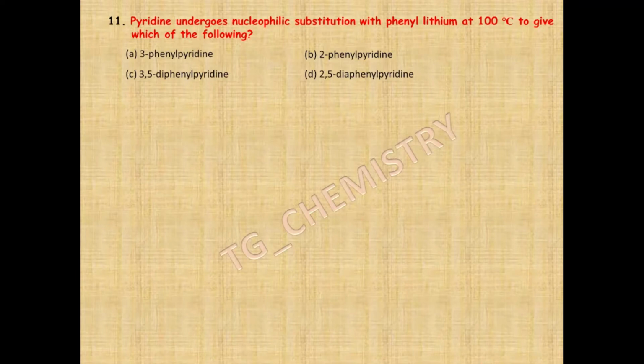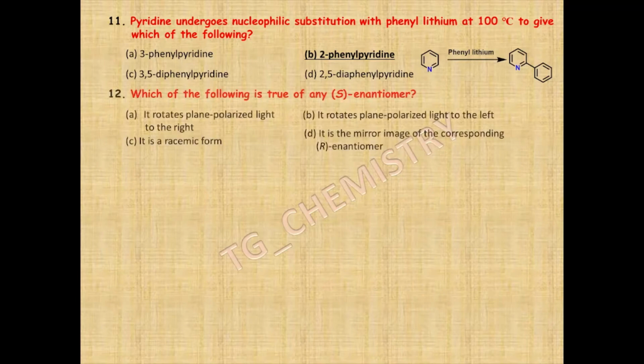Next one is, pyridine undergoes nucleophilic substitution reaction with phenyl lithium at 100 degrees centigrade to give which of the following? Now what happens when pyridine reacts with phenyl lithium? The correct answer should be 2-phenyl pyridine, and you see this is the structure of 2-phenyl pyridine and the fate of pyridine upon reaction with phenyl lithium at 100 degrees centigrade.